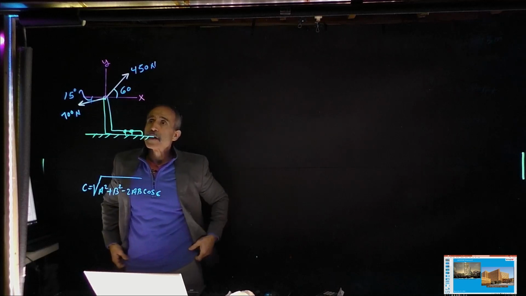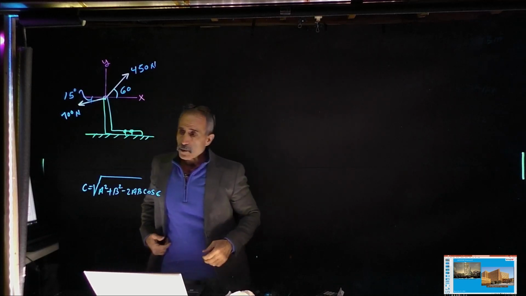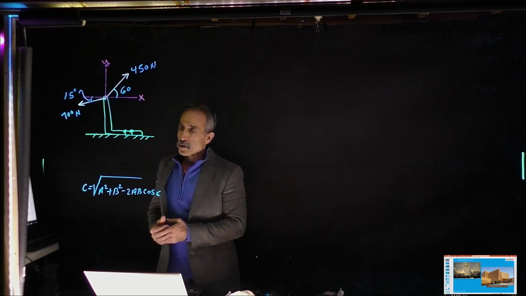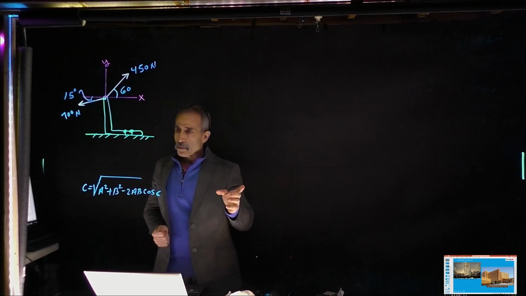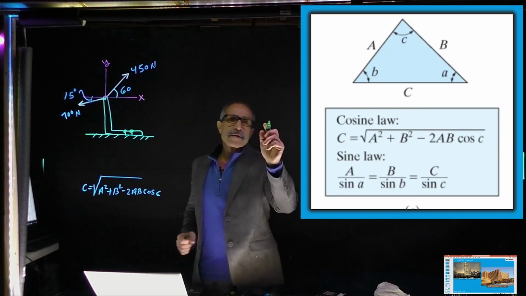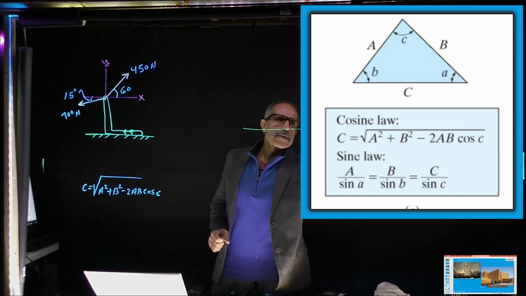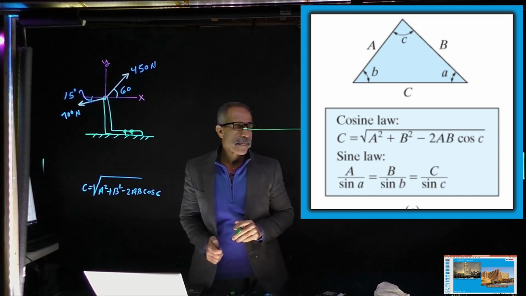Okay, how are we going to go ahead and find the resultant force? We're going to use what we call the cosine law, and take a look at what we have on the board. So I'm going to go ahead and redraw this over here. Let's call this X. That's a straight line, by the way.